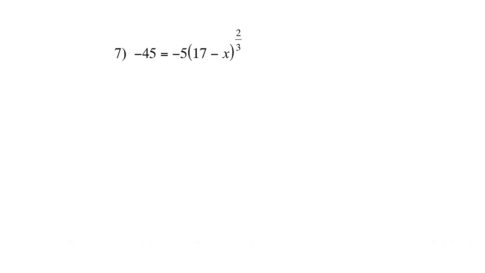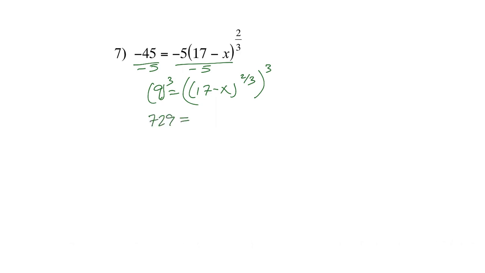Okay. Again, on this one, because I have that -5 first, I'm going to first divide by -5. So I got 9 equals 17 minus x to the 2/3. Let's go step by step here, right? Let's remove that 3 first. I'm going to cube on both sides. So that means that 9 cubed is the same as 9 times 9 times 9. That's 729 equals 17 minus x to the 2/3. And actually not 2/3, it's just going to be 2, right? Because the 3, we did cancel it out here, right?